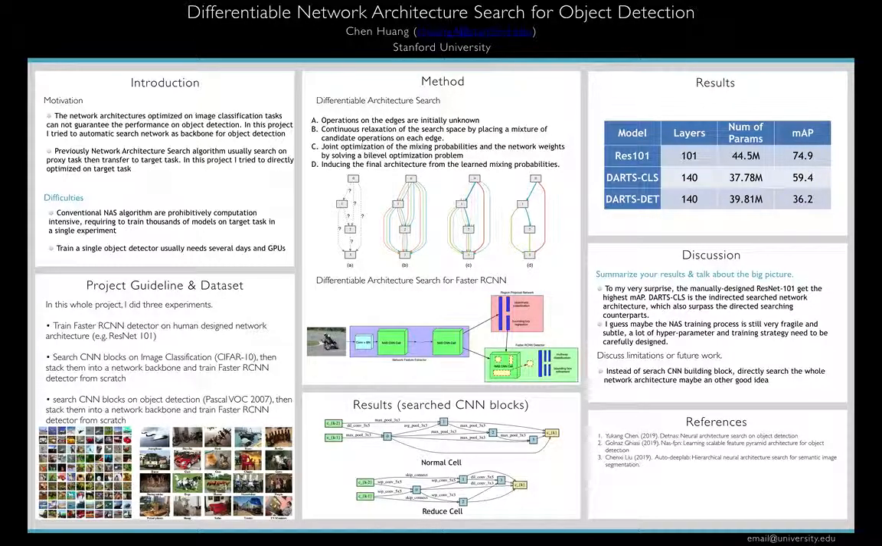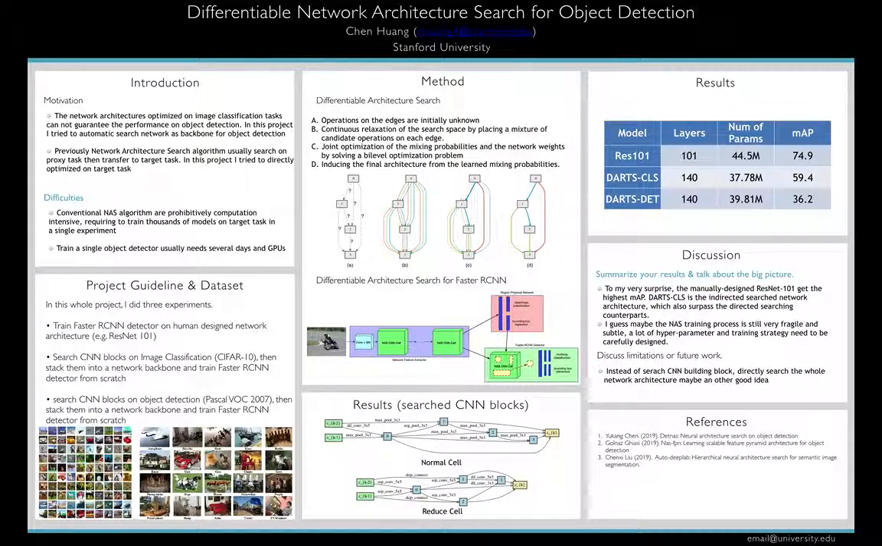In the method, as I mentioned, reinforcement learning and evolution are very time consuming and computationally expensive. So in this project, I'm using the idea from a recent paper called differentiable architecture search. So how is this search done? Here it is.